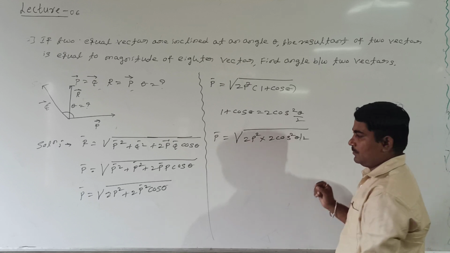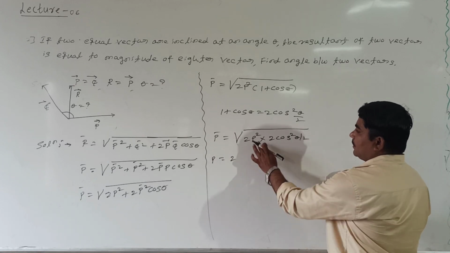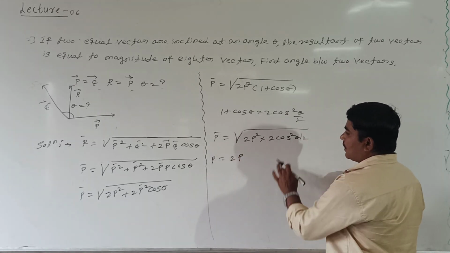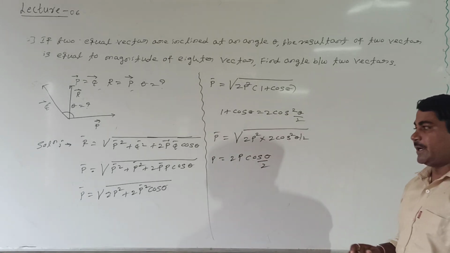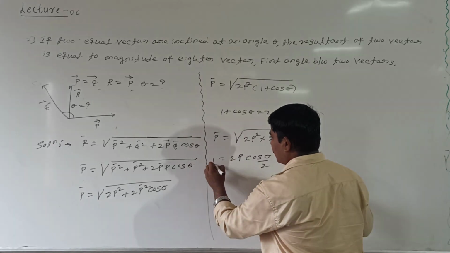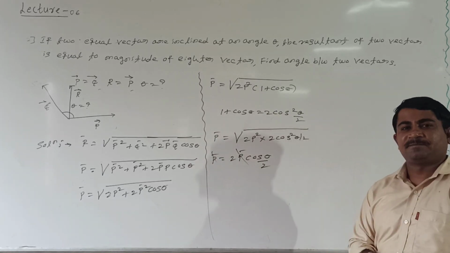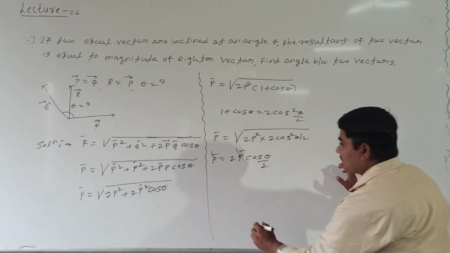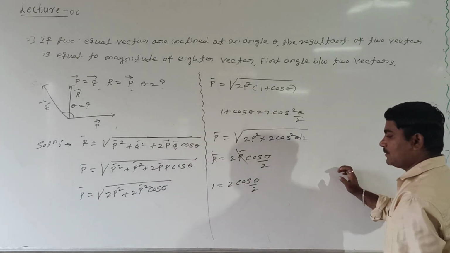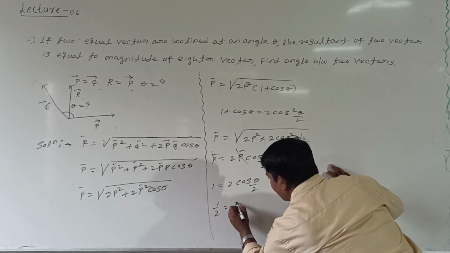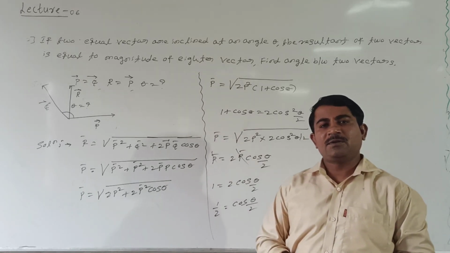2 into 2 is 4, and the square root of 4 is 2. P square under the root is P, and cos square theta by 2 under the root is cos theta by 2. So P equals 2P cos theta by 2. The P vector we can cancel. Then what is remaining? 1 by 2 equals cos theta by 2.